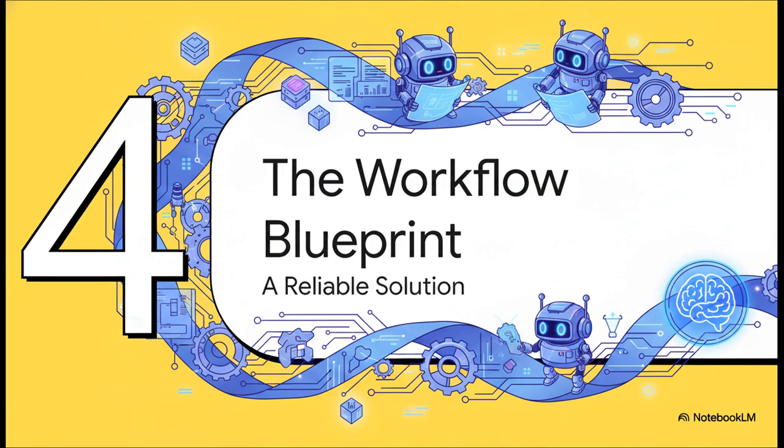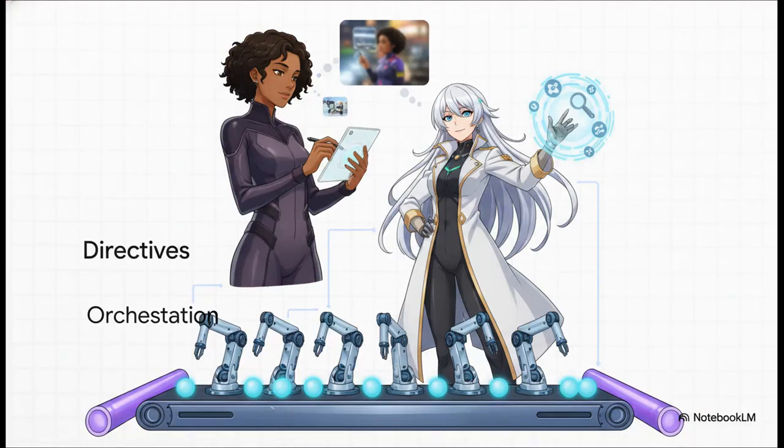Well, the solution is actually surprisingly simple and elegant. It's a blueprint you can use to build your very first reliable agent's workflow. The key is this idea of separation of concerns. We just split the work into 3 layers. First, directives. This is the what. You just write out the goal in plain English, like you're writing a standard operating procedure. Summarize this week's sales data.